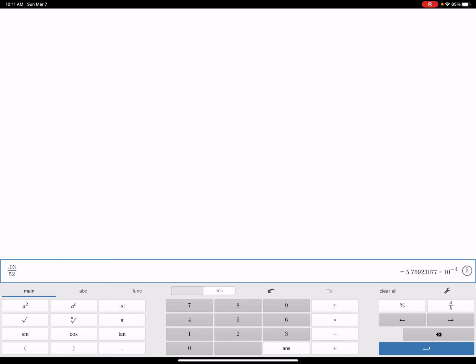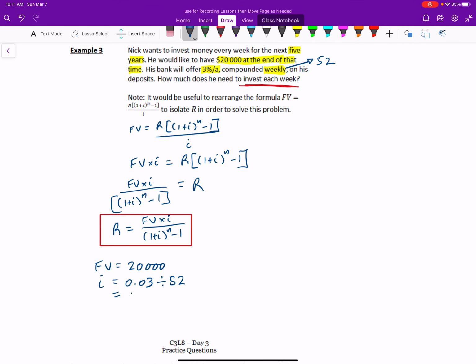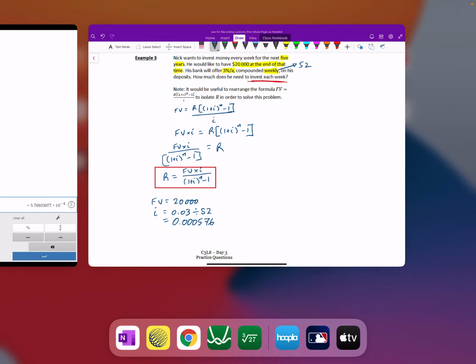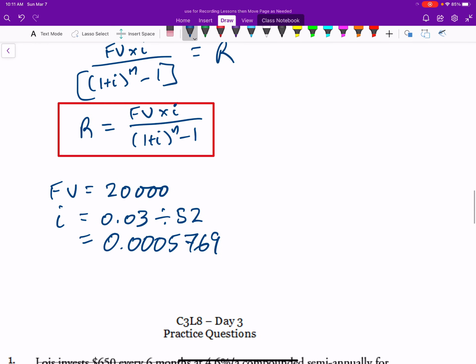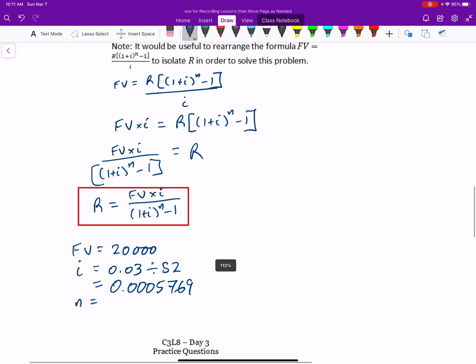In scientific notation, that times 10 to the minus 4 just means I can move the decimal place 4 to the left. So it would be 0.000576. Maybe I'll just go one more decimal place, put the 9 there. I just like to have a lot of decimal places on my interest rate because a small change in interest can make a big difference in my answer. So I've got 7 decimal places there, which should be plenty, but I like to do overkill when I'm calculating my interest rate per compounding period.